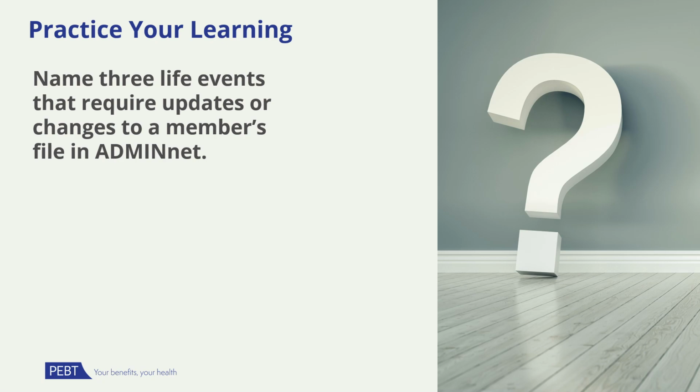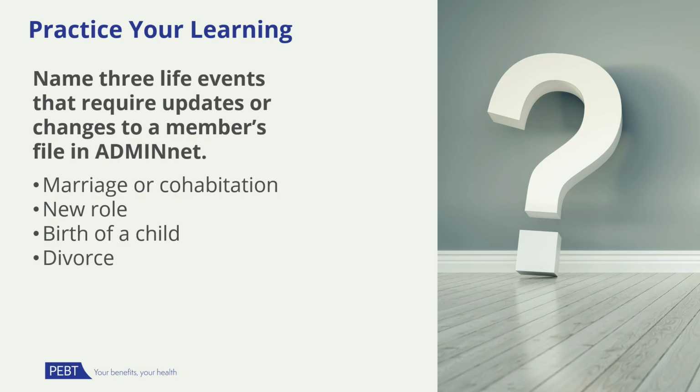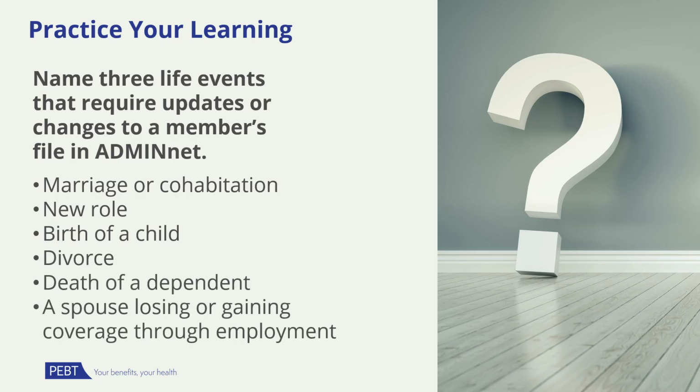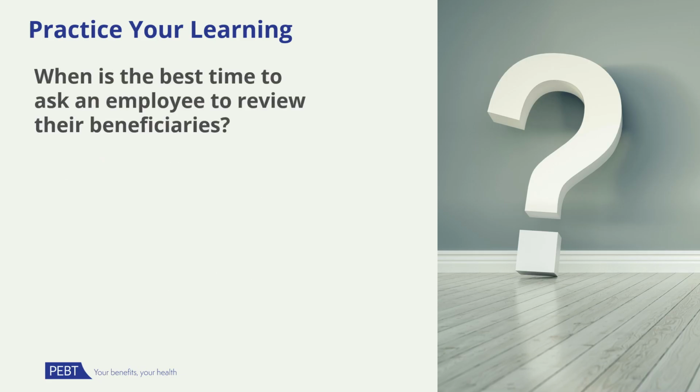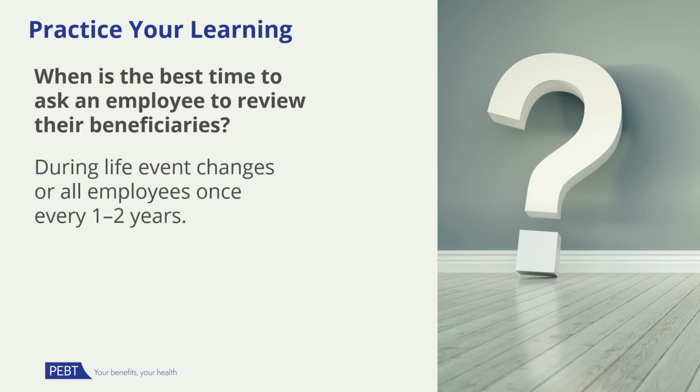Any of these life events require updates to AdminNet to ensure employees and their dependents are receiving the benefits they are entitled to in a timely manner. Marriage and cohabitation, new role, birth of a child, divorce, death of a dependent, and a spouse losing or gaining coverage through employment. When is the best time to ask an employee to review their beneficiaries? During life event changes, or all employees once every 1 to 2 years.